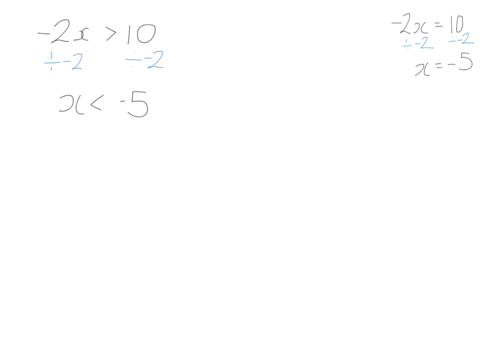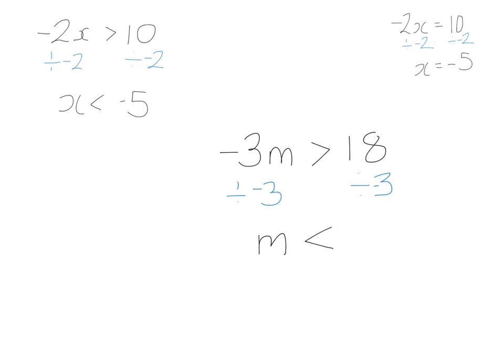Okay, another example like this, if we had -3m greater than 18, we would divide both sides by -3. But because we're dividing by a negative, the sign in the middle changes direction. So I'm going to have m is less than -6. So in dividing by negatives in inequations, the sign switches direction.